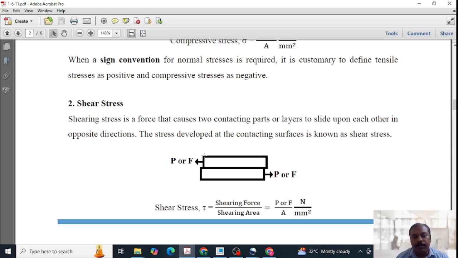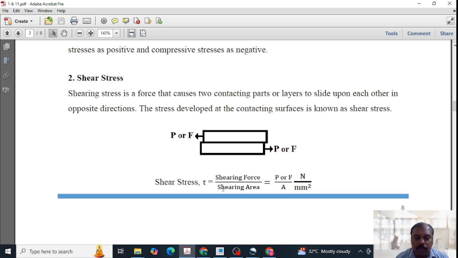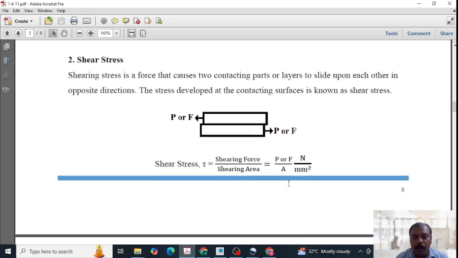And apart from that, there is one more stress called shear stress. If the force acts tangentially to the surface of the material and it is parallel to the axis of the material, then the stress created in the material is called shear stress. Mathematically, it is denoted as tau is equal to shearing force by shearing area.